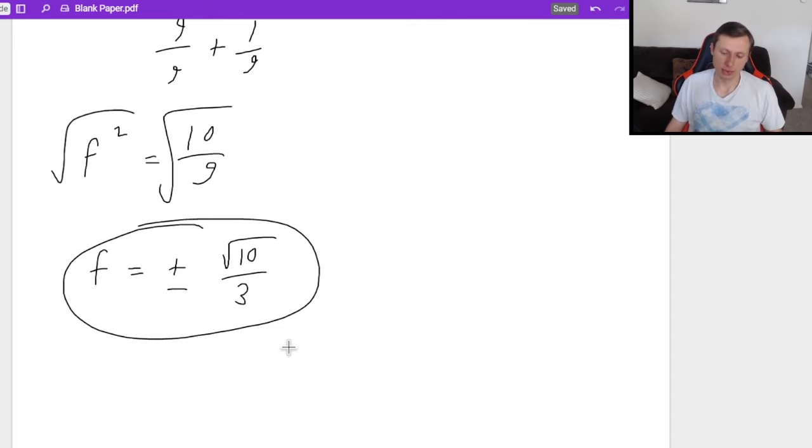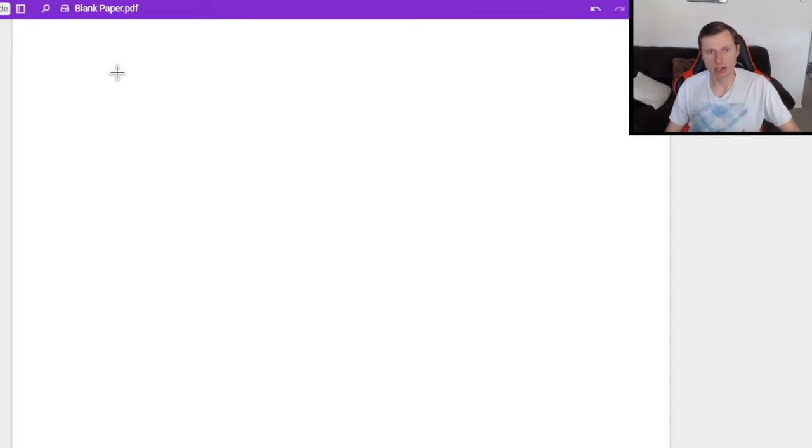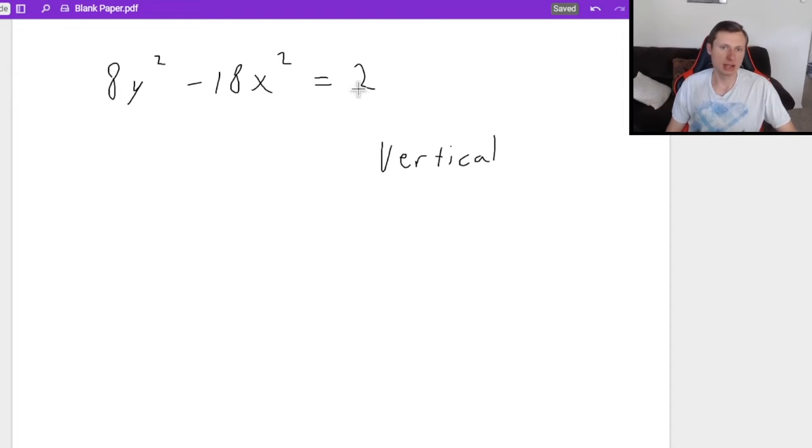Okay, excellent. We're finished with the first hyperbola. Now for the next one, I've got 8y squared minus 18x squared equals 2. So first thing you might notice is that since the y is positive and the x is negative, this is going to be a vertical hyperbola. And then the second thing you should see is that this 2 is not a 1. That needs to be a 1.